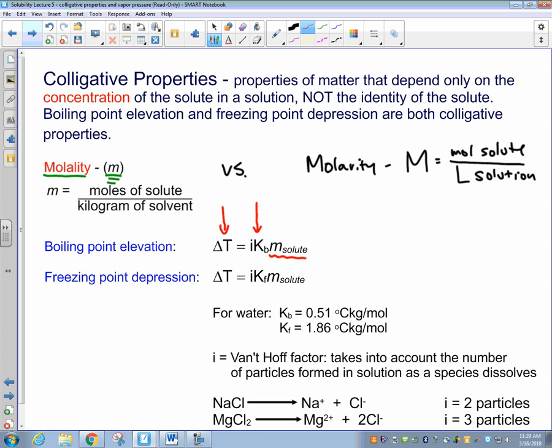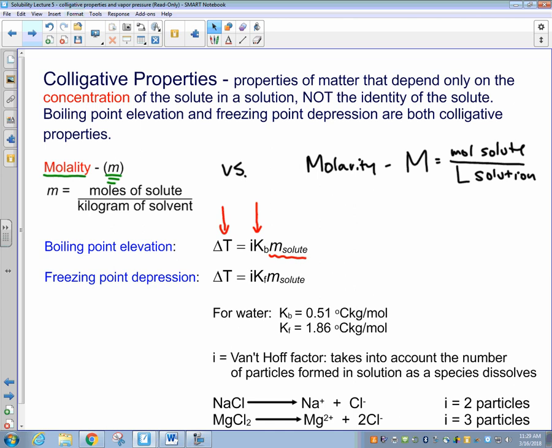That Van't Hoff factor is given as the unit i. And then the molality of the solution. That is to say that there is a direct positive correlation between a change in temperature and the molality of the solution. So an increase in concentration will cause an increased elevation of the boiling point.